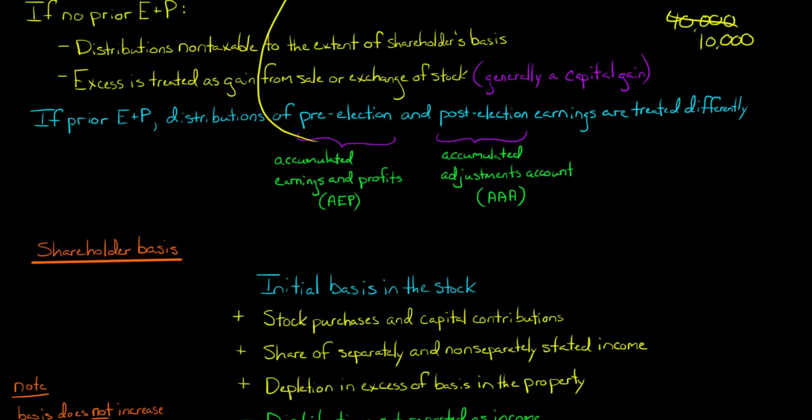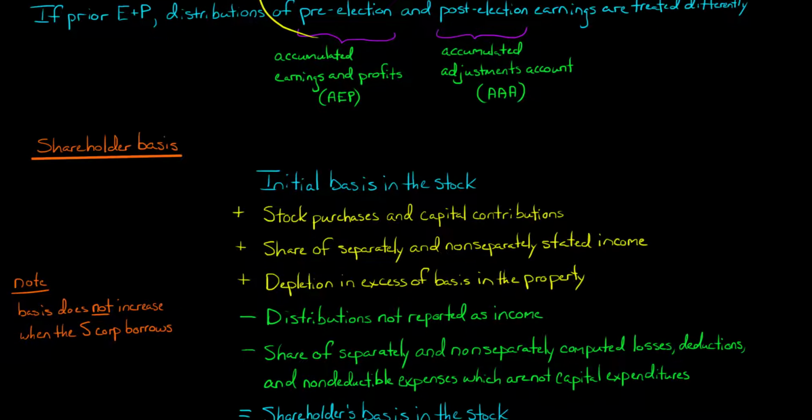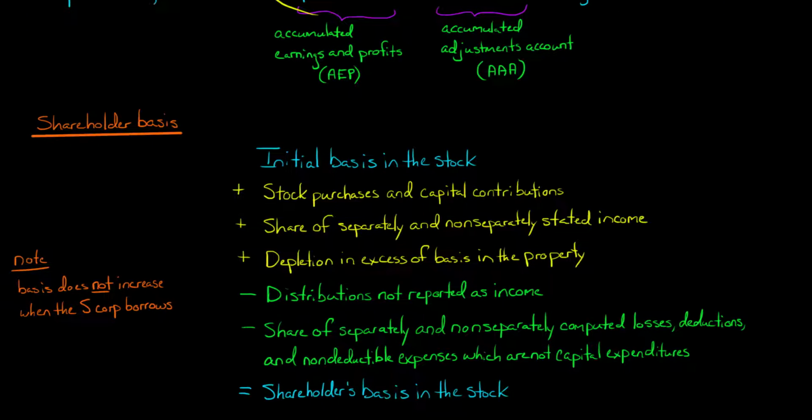Now, how would you go about calculating the basis for a shareholder who owns stock in an S corp? They've got their initial basis in the stock, so when they originally got the stock, they put up capital or whatever. And if they later purchase more stock in the S corp, that would increase their basis further, or if they just make a capital contribution. Also, their share of any separately and non-separately stated income. So basically, the S corp goes and makes $100,000, and you're a 10% shareholder.